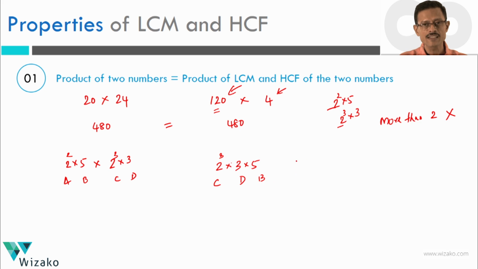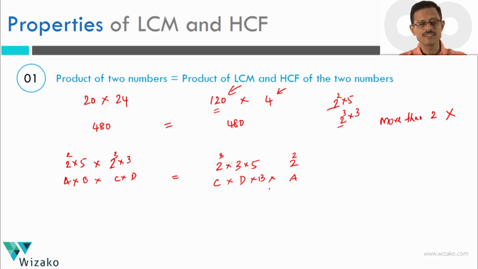What does the HCF contain? It contains only the prime factor that's common to both these numbers. 2 is the only prime factor common to both, in its lowest power, which is 2 square. So what have we got here? We got an A here. So A into B into C into D was our left hand side. The right hand side is C into D into B into A. Commutative property of multiplication. Both these should be equal, which is why it works.